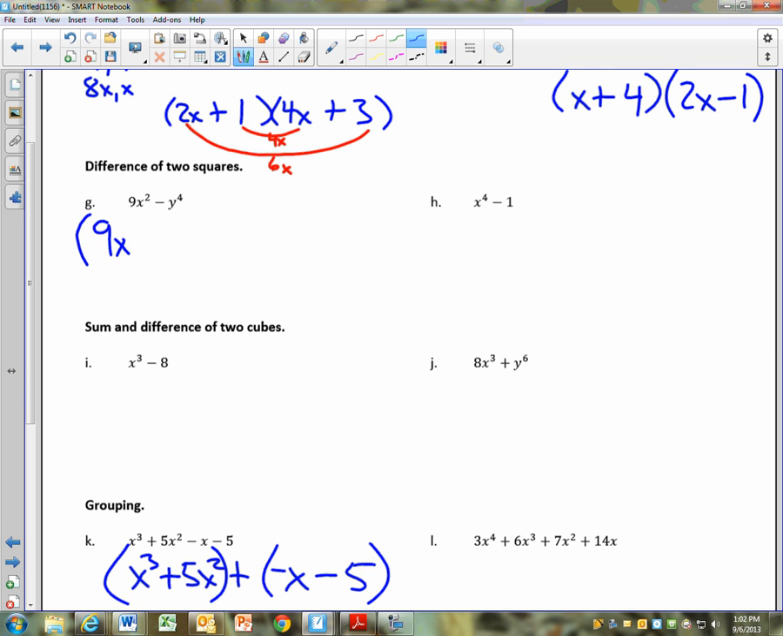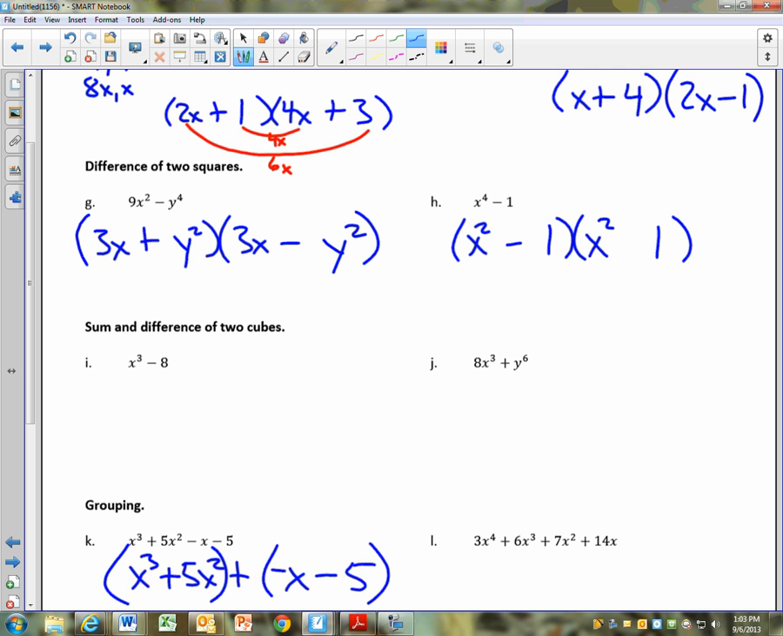What multiplies to 9x squared? We would have 3x and 3x. What multiplies to y to the 4th? Y squared, y squared. When you have difference of 2 squares, one is a plus, one is a minus. So for x to the 4th minus 1, what multiplies x to the 4th? So I have x squared and x squared. What multiplies to 1? What do you notice about that? Very good, Alexa. You can break down the x squared minus 1.